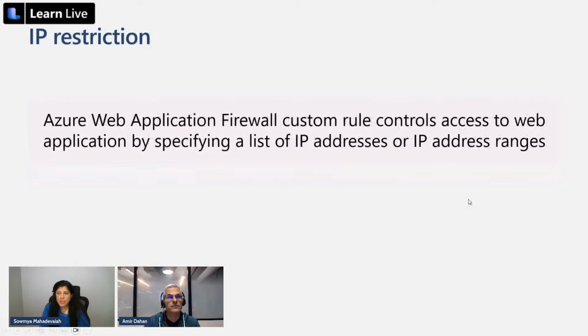Okay. So the next custom rule that I want to touch upon is the IP restriction rule. In this case, usually the web application firewall is open to the internet, but you may want to restrict access to your web application from a certain IP address or a range of IP addresses. That's when you want to use IP restriction. And by using this IP restriction, you can now control access to your web application to a certain range.